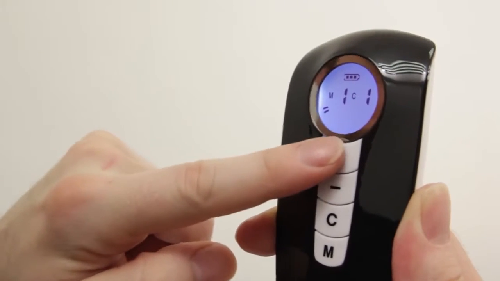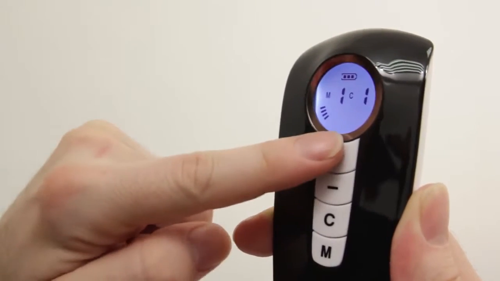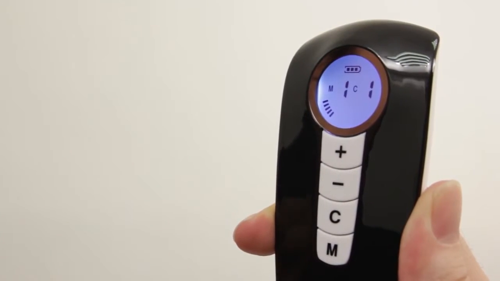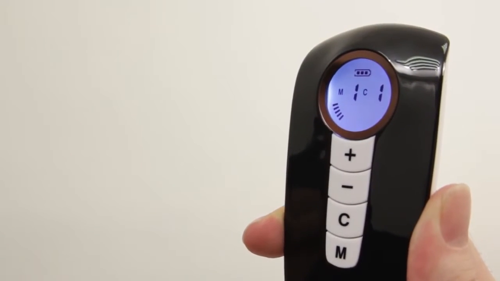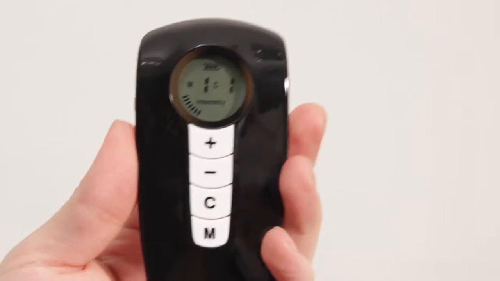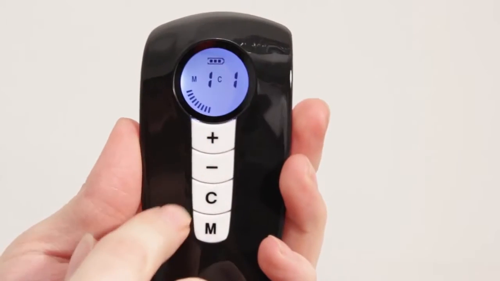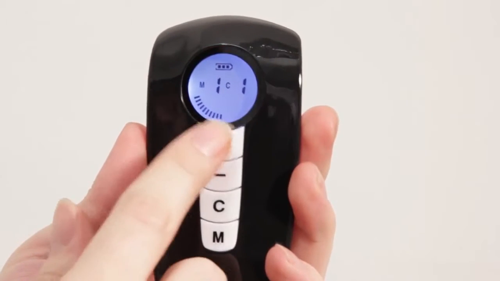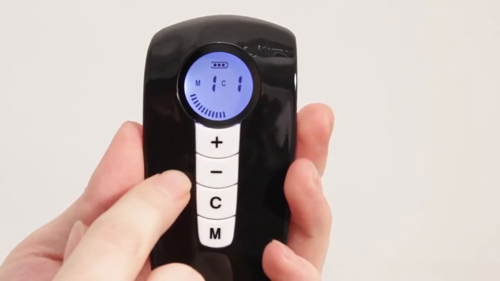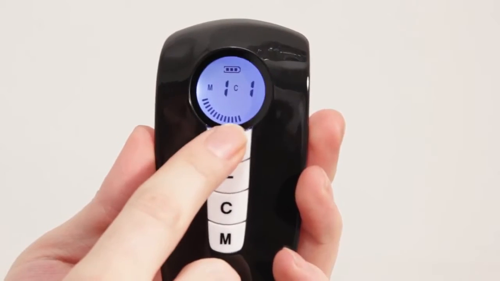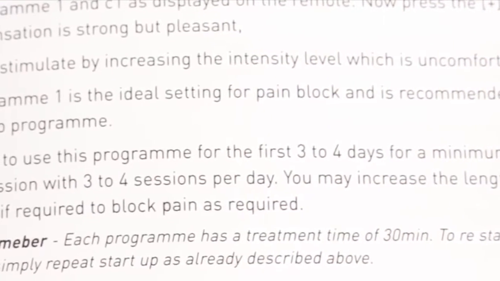Increase the intensity until you feel a comfortable and noticeable tingling sensation that is not too strong. As you use the TENS for longer periods, it may be necessary to increase the intensity to higher levels. To control your pain effectively, it is recommended that the first treatment should be a minimum of 1 hour to give the best results.